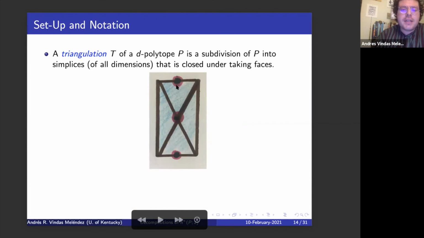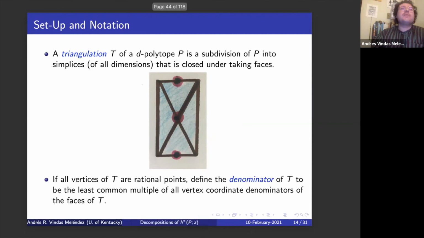This has 4 two-dimensional simplices, and it has 8 one-dimensional simplices. I did not prepare this one in advance, and it should have 4 zero-dimensional simplices, and we're also going to count the empty face as a simplex.